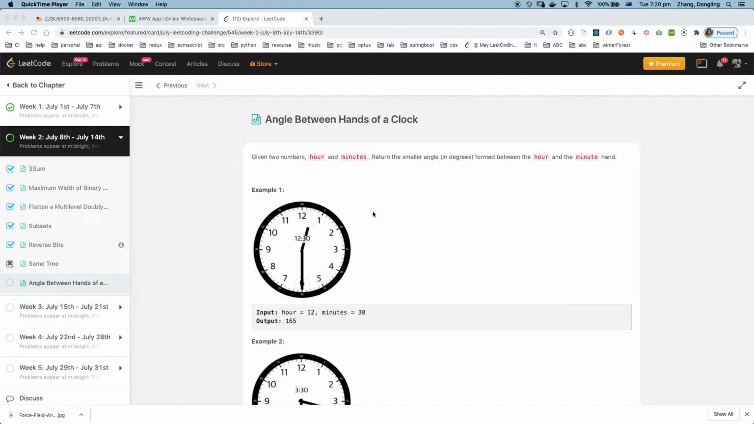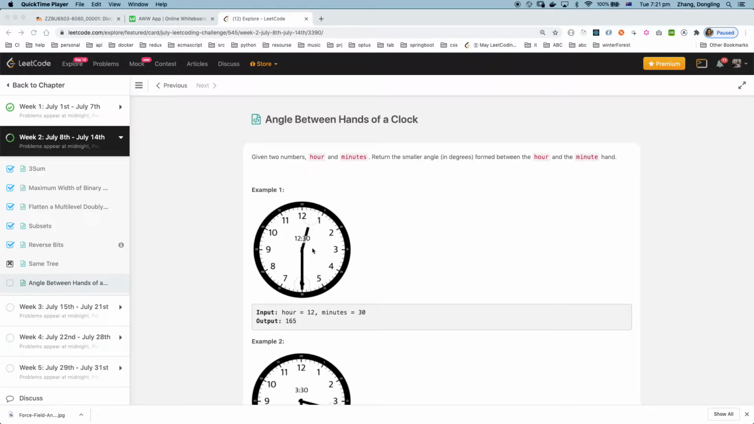Today let's continue our LeetCode question. Today's question is called the angle between hands of a clock. You will be given two numbers, hour and minutes. Return the smaller angle in degrees formed between the hour and minutes hand.